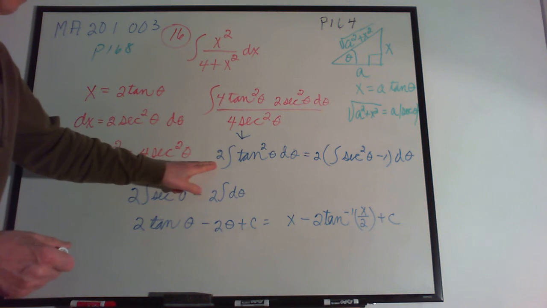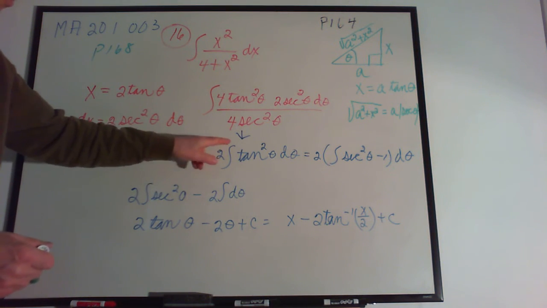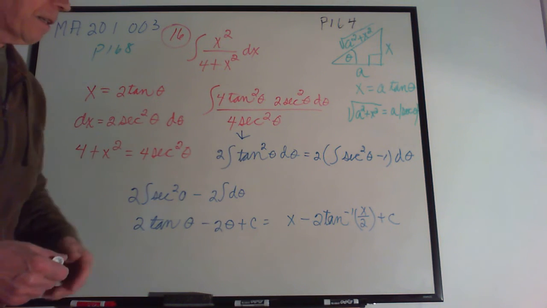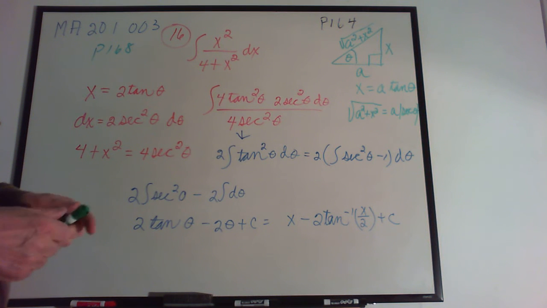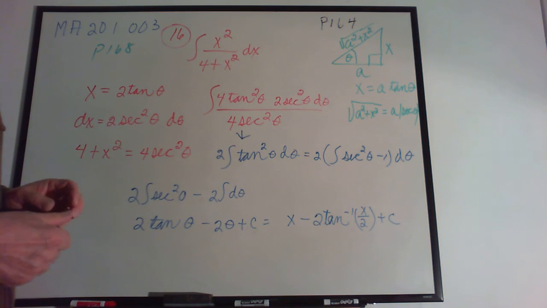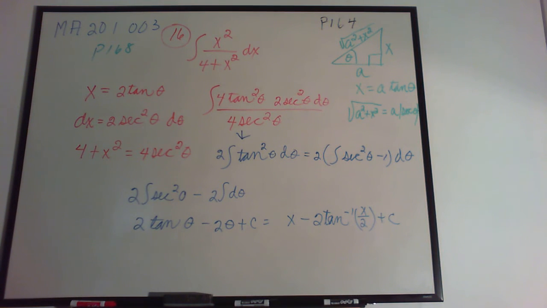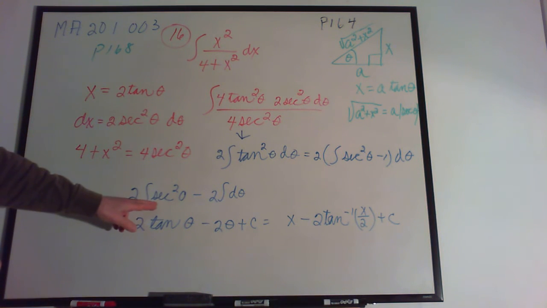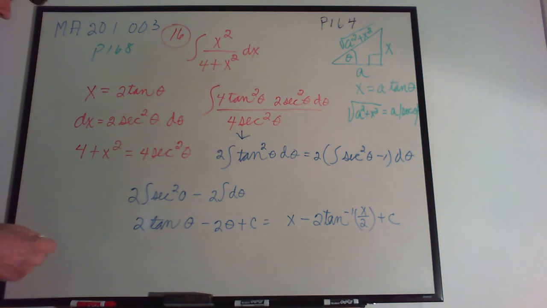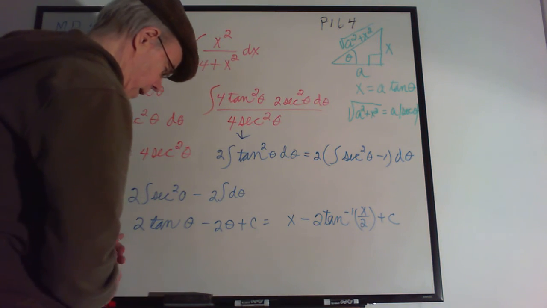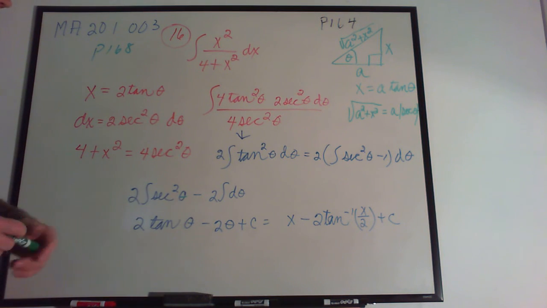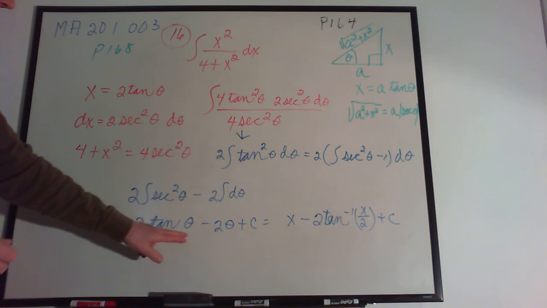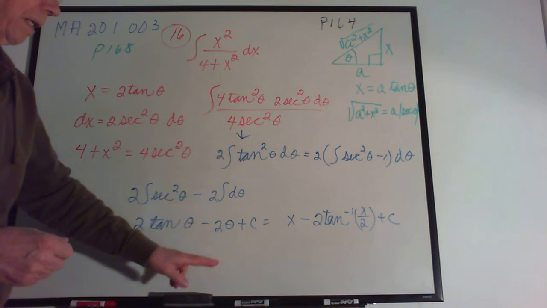You integrate this, you're going to get, after you cancel out, 2 times the integral of tangent squared theta d theta, which will give you 2 times the integral of secant squared theta minus 1 d theta. Now you can break that up into 2 segments. You're going to get 2 times the integral of secant squared theta, and I should put a line through there, minus 2 times the integral of d theta. This will give you tangent theta times 2 minus 2 theta plus c.